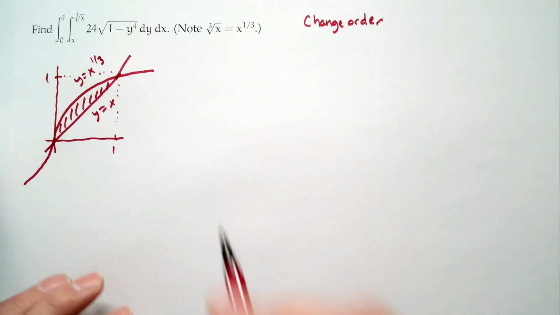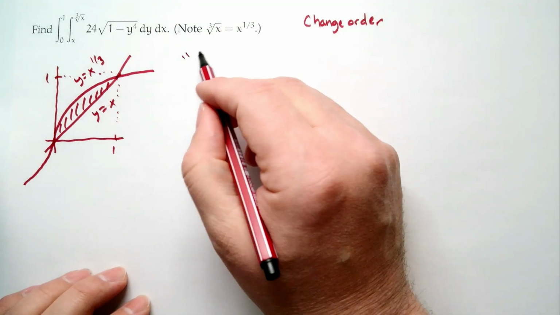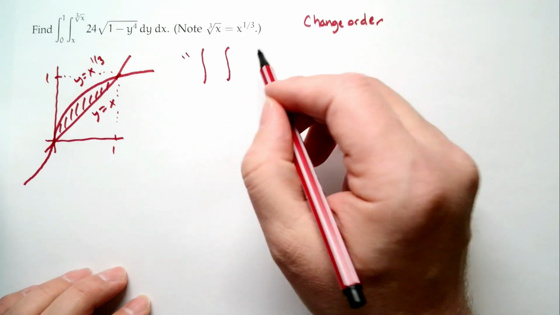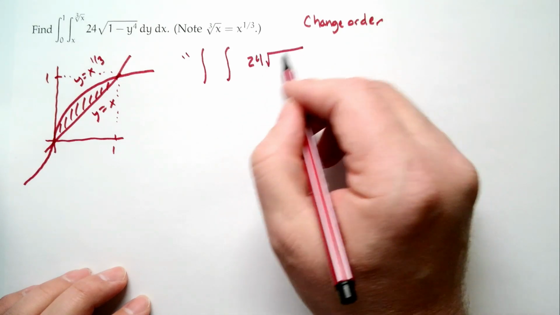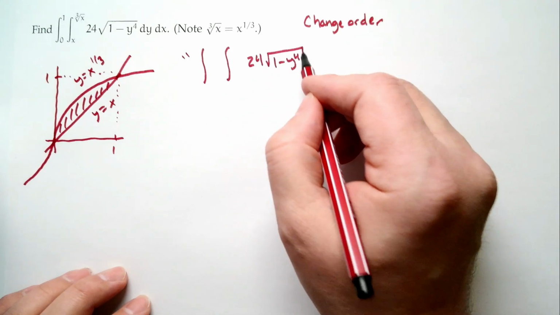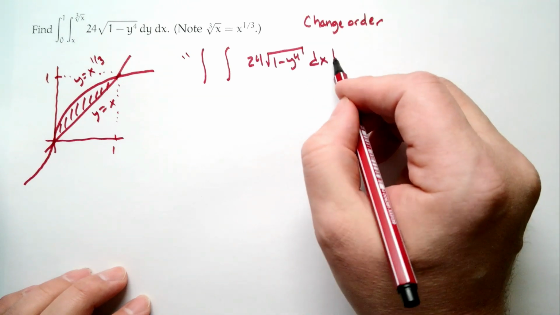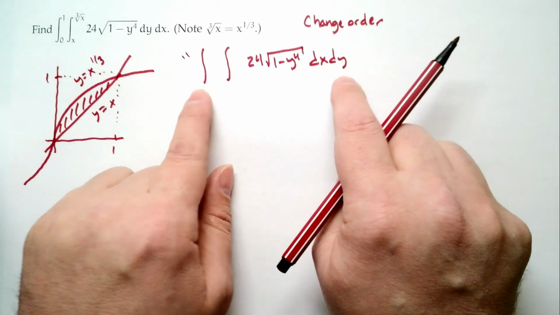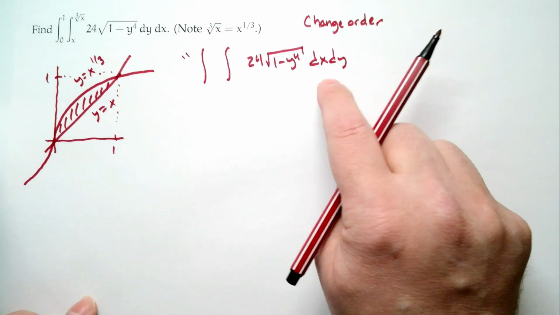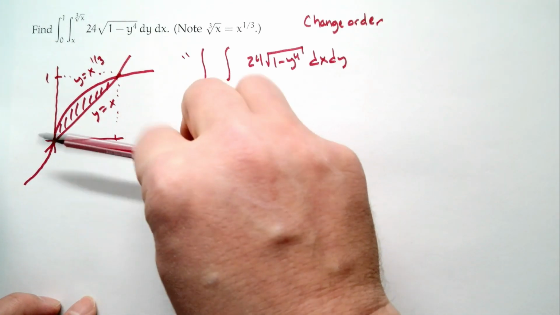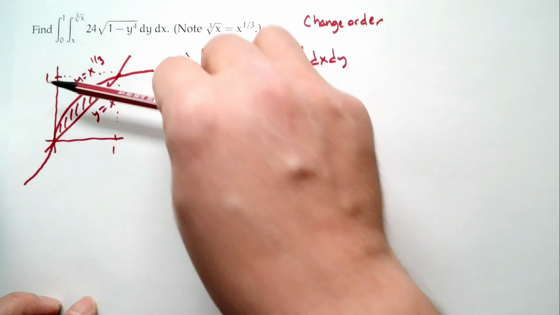So we need to change our order. So we say, all right, if we're changing our order, our function doesn't change. That doesn't depend on order. So we go dx dy. I like to work from the outside in. I say, well, where does y go from? Well, it goes from 0 to 1.